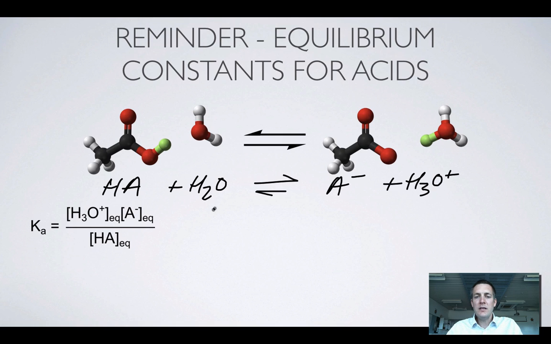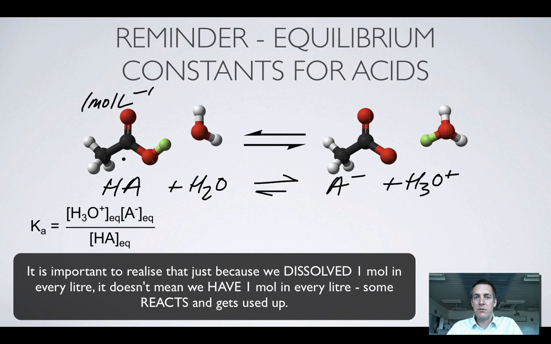Now, let's say that we had a 1 mole per litre solution of ethanoic acid. This concentration tells us that in every litre of water we've dissolved 1 mole of ethanoic acid. However, hopefully you can see that if some of this acid, even a very small amount, splits up into ions, then the concentration of HA at equilibrium will not be 1 mole per litre. It will be a bit less than that because some of it will have turned into these products.